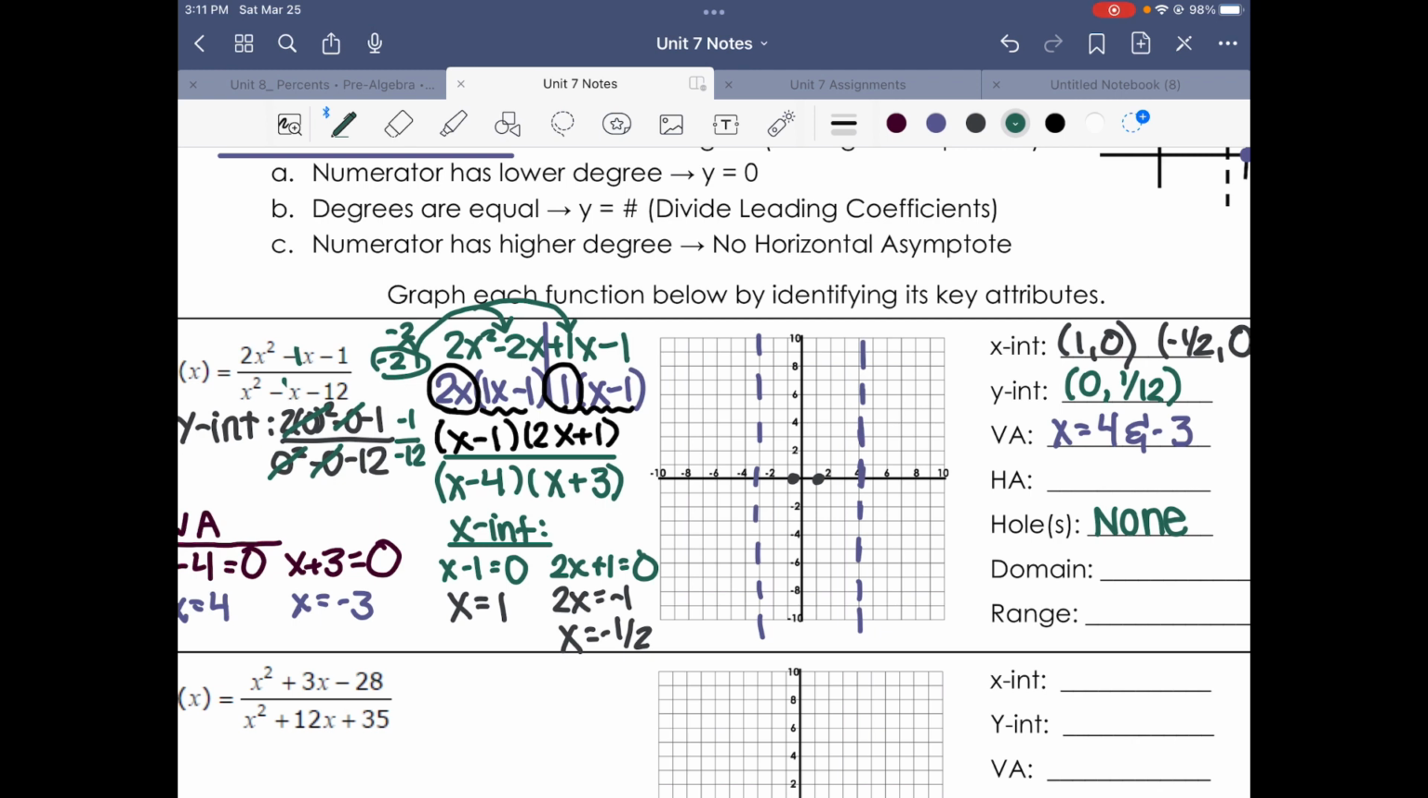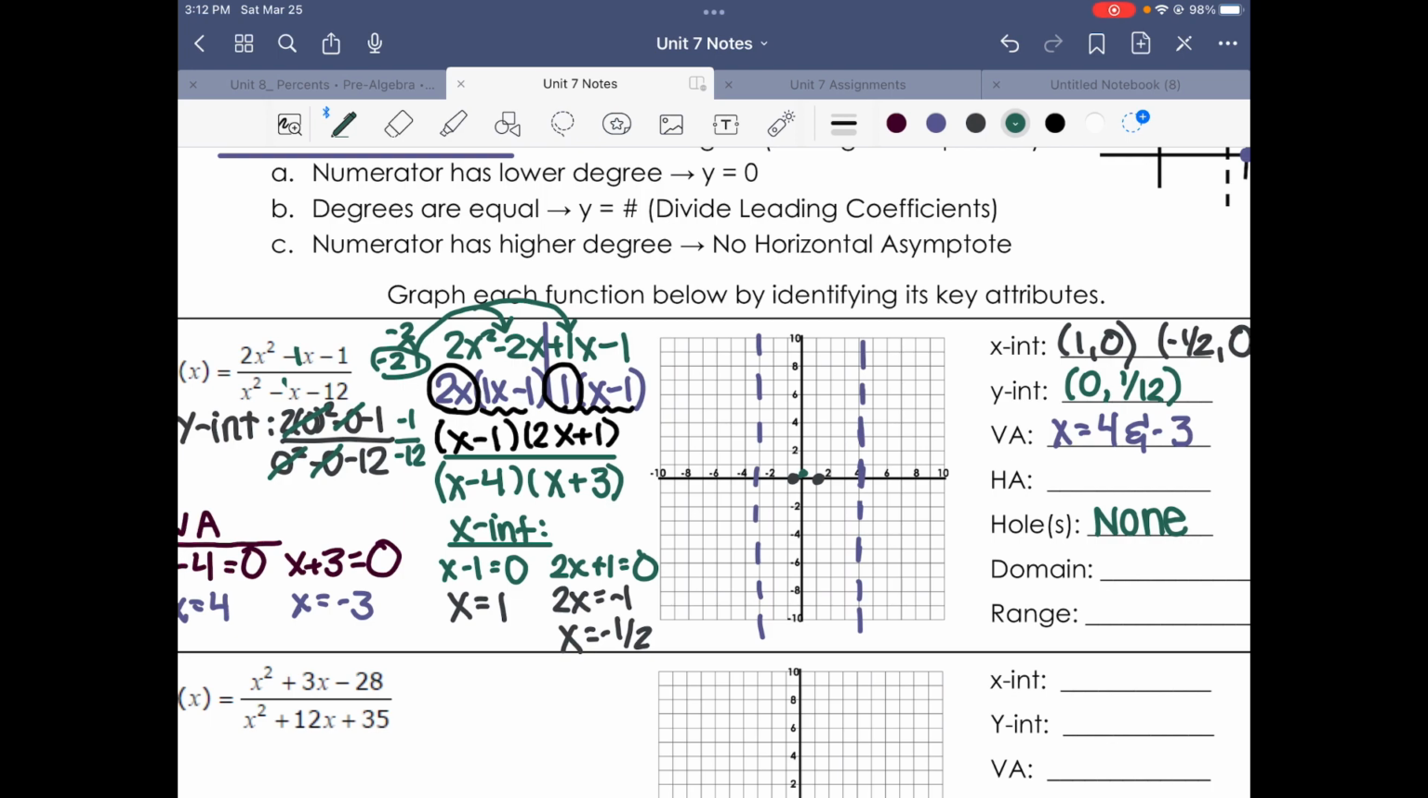Now it is important to note that because it was negative 1 divided by negative 12, those negatives cancel and make it positive 1/12, which is going to go right here. You do need to know that it is slightly on the positive side of the y-axis.